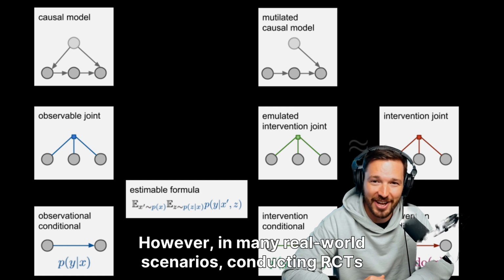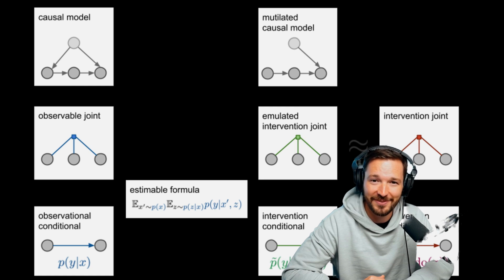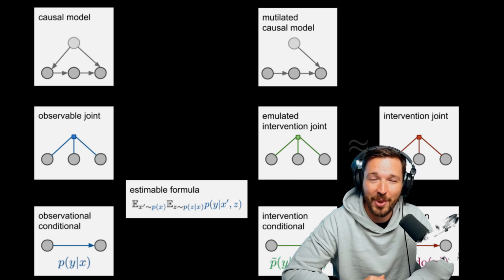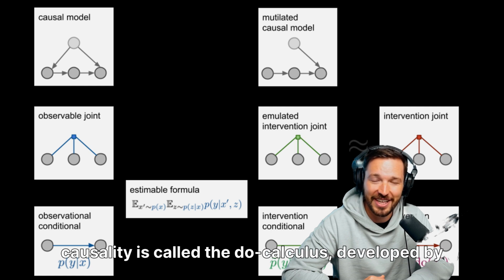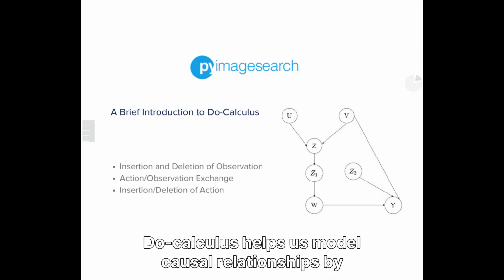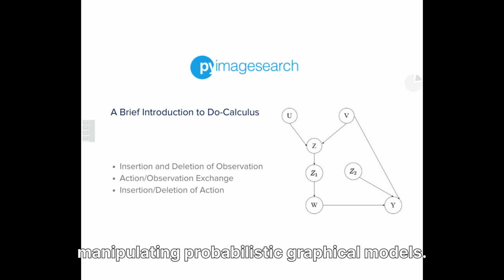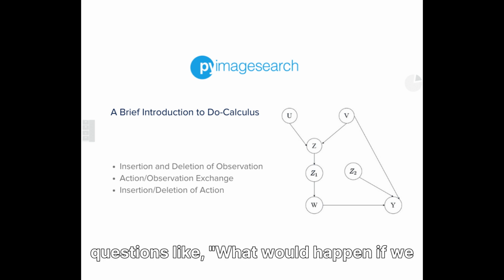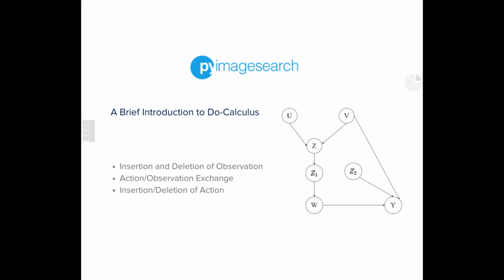However, in many real-world scenarios, conducting RCTs is not feasible. This is where machine learning techniques come into play. One of the tools used to determine causality is called the do calculus, developed by Judea Pearl, a renowned statistician. Do calculus helps us model causal relationships by manipulating probabilistic graphical models. In essence, it allows us to answer questions like, what would happen if we intervened in a system?